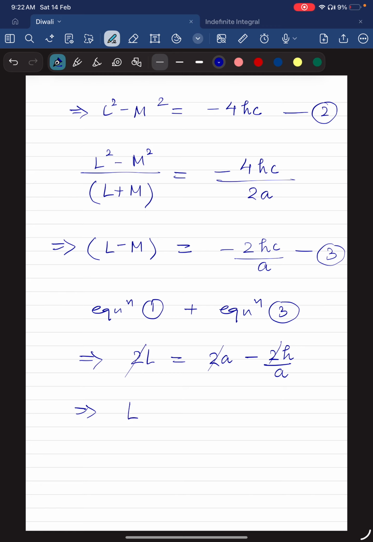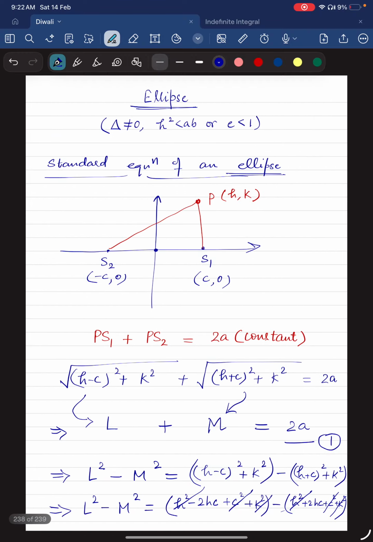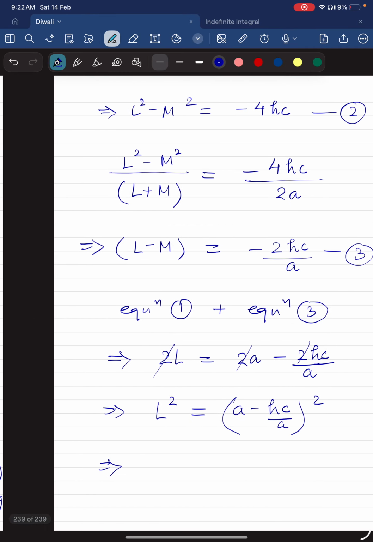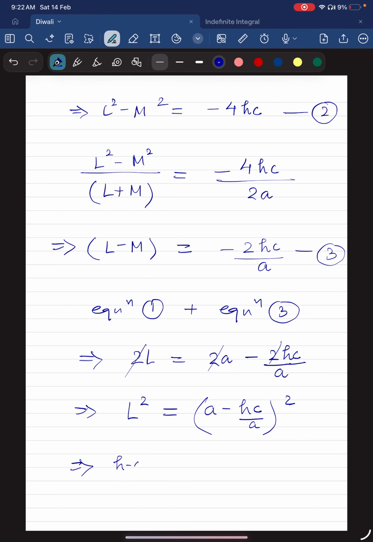2 would get cancelled out. L square will be equal to A minus HC upon A whole square. L square will be equal to whole square of this under root expression. That means this would be what? H minus C whole square plus K square, which would be equal to what? A minus HC upon A whole square.